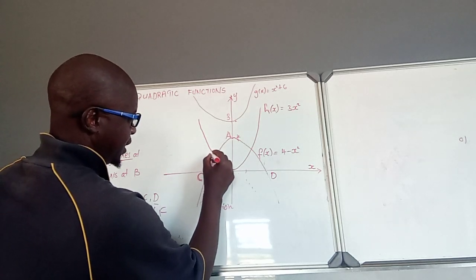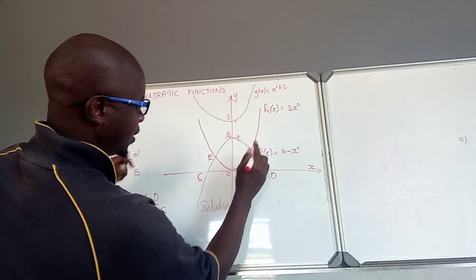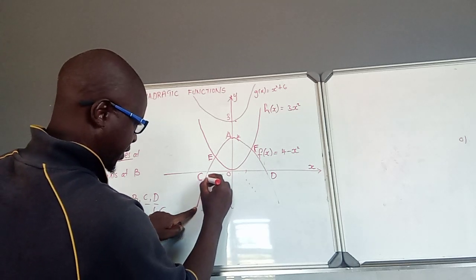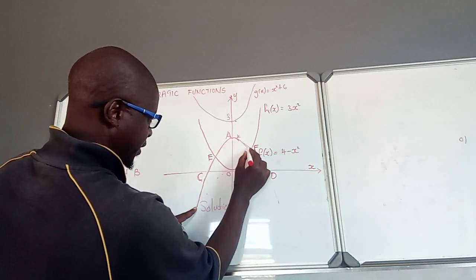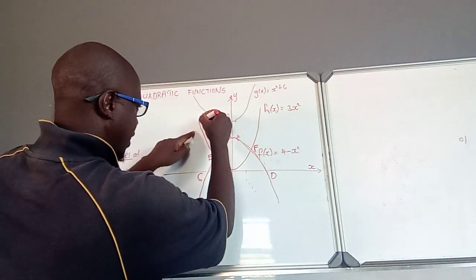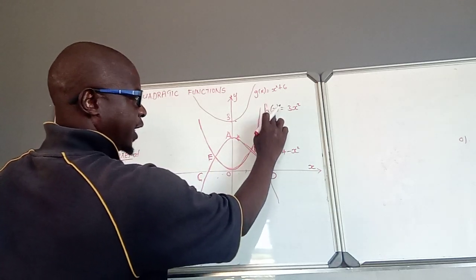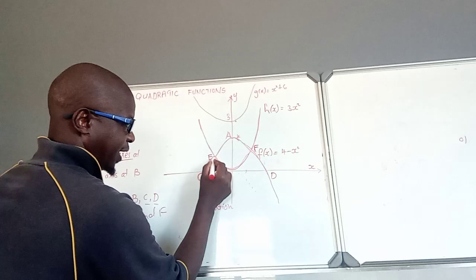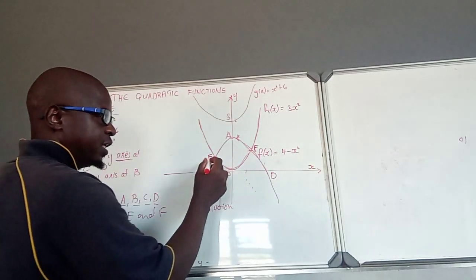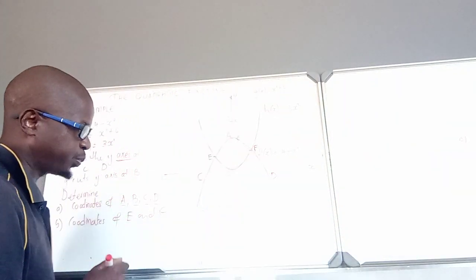We have E here and we have F here, which are the points where these two graphs are intersecting. We have this graph here, f(x) is equal to 4 minus x squared, and we have this graph here, h(x) is equal to 3x squared. They cut each other at these points E and F. So we want to find the coordinates of those points.